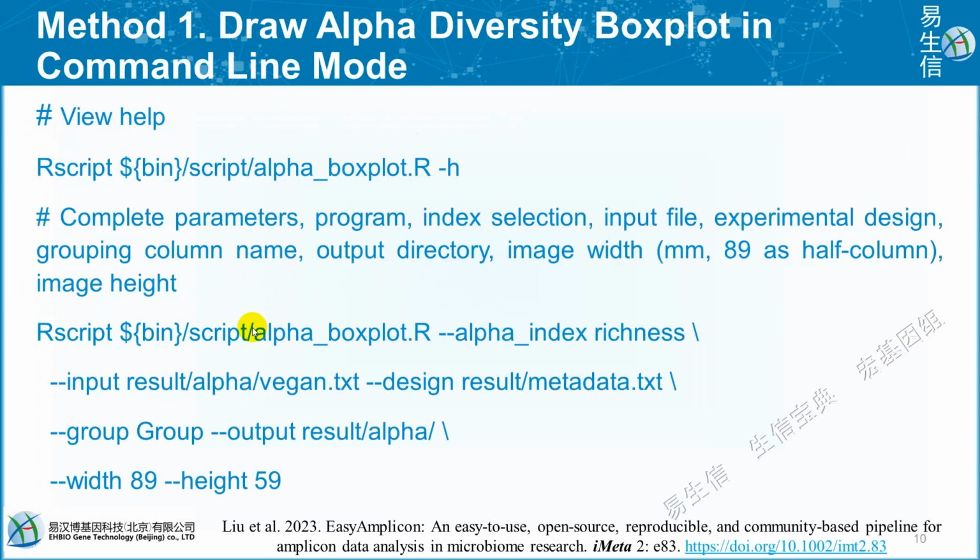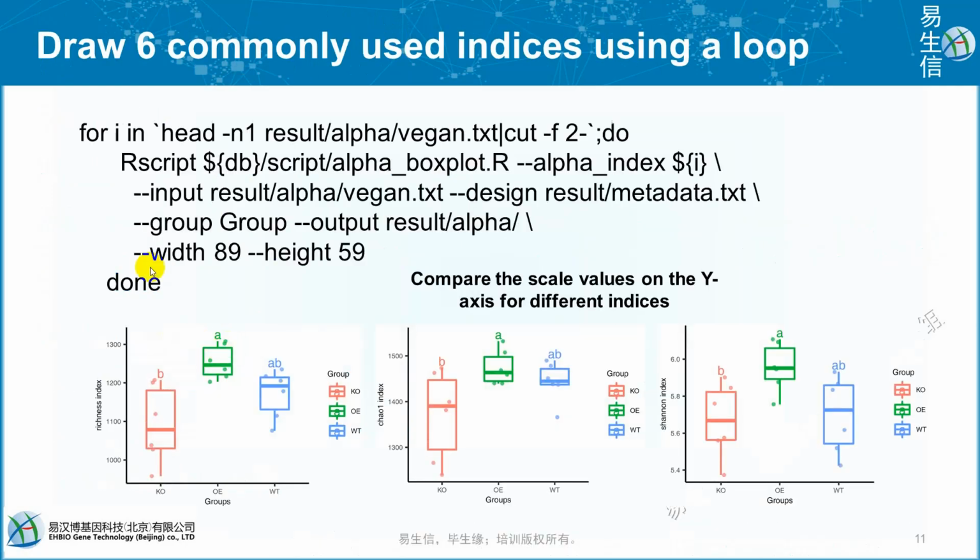There are several methods to draw the alpha diversity box plot. Method one is to draw the box plot under command line mode, and the script is given here, which we can run in RStudio. The script details are just like the parameters. You have to adjust all the parameters, including index selection, input file, experimental design, group column name, output directory, and image width, such as width 89 and height 59 mm. Then we can draw by running the script in R.